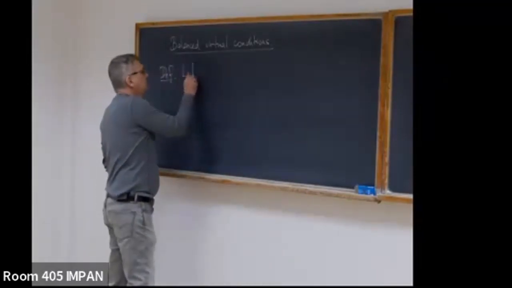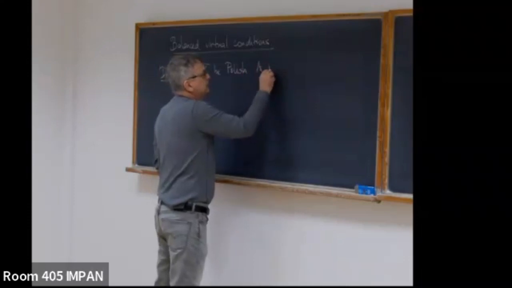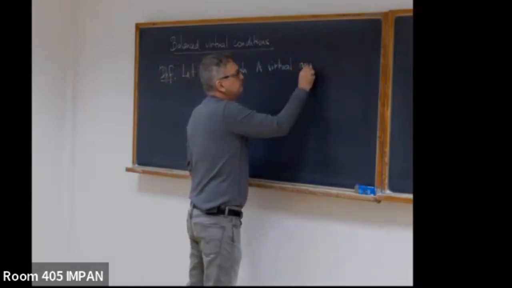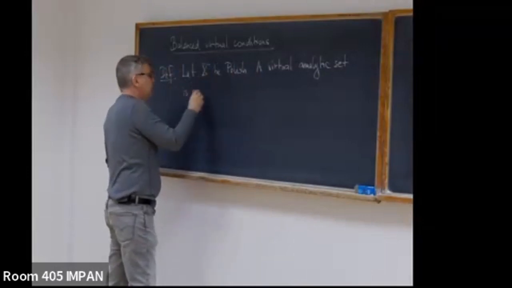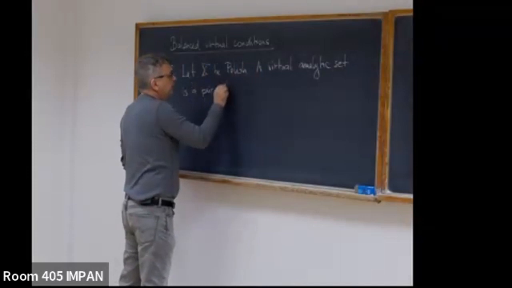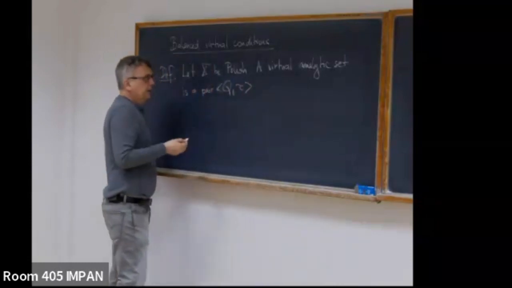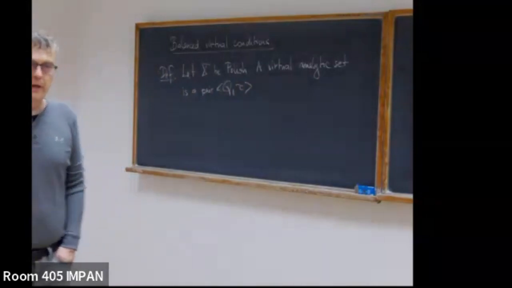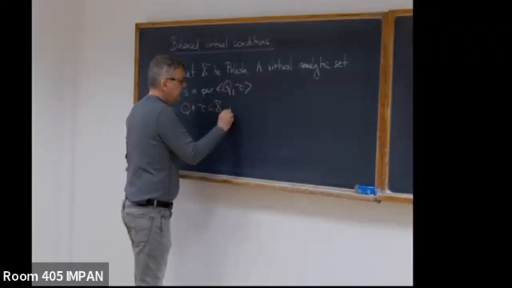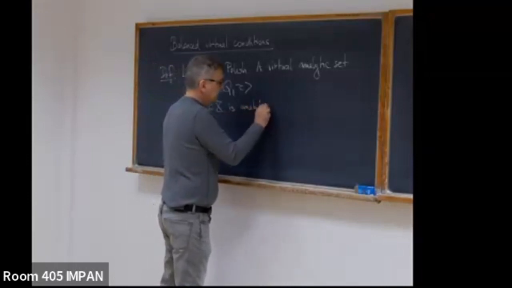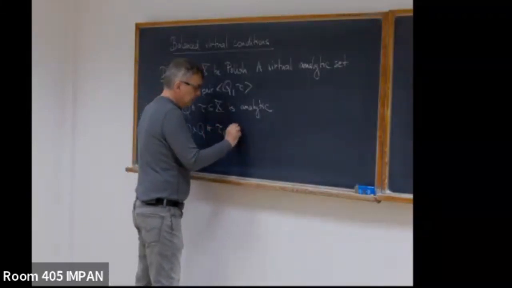Okay, let X be a Polish space. A virtual analytic subset of X is a pair Q, tau, where Q is a forcing, tau is a Q-name for an analytic subset of X, Q forces that tau is a subset of X and is analytic, and Q times Q forces that tau left is equal to tau right.